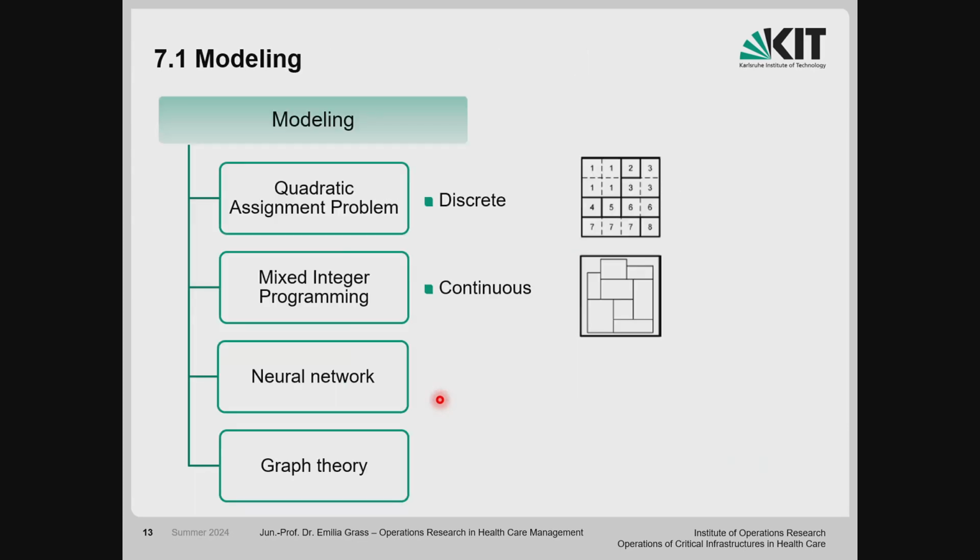Okay, and how to model these kinds of problems? Of course we could have a quadratic assignment problem, and this is the most common and discrete one. We will come to that in a minute. Classical mixed integer program. We could also use fancy machine learning, neural networks, but also graph theory. We will also come to that later.